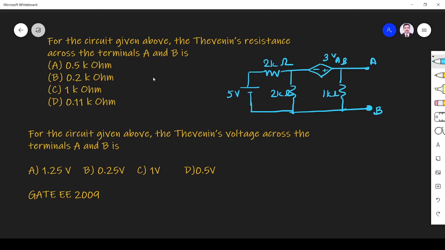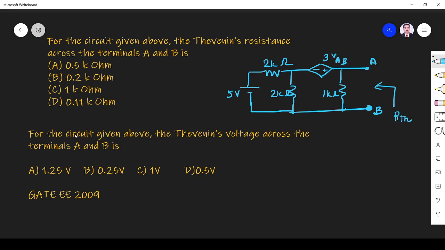Hi friends, in this video let us solve a network theory related question asked in GATE 2009 EEE paper. So it's two questions, so we will see the questions. For the circuit given above, the Thevenin's resistance across the terminal A and B. So what they ask is Thevenin's resistance across A and B. This is the first one.